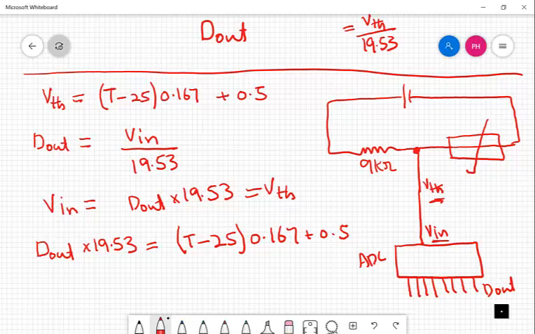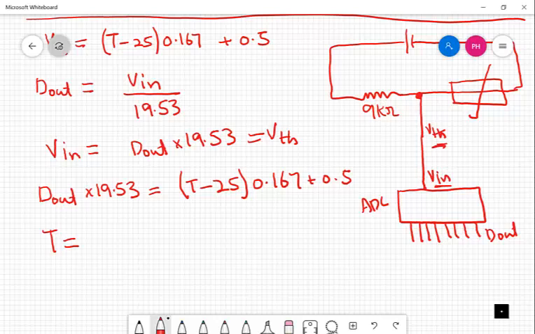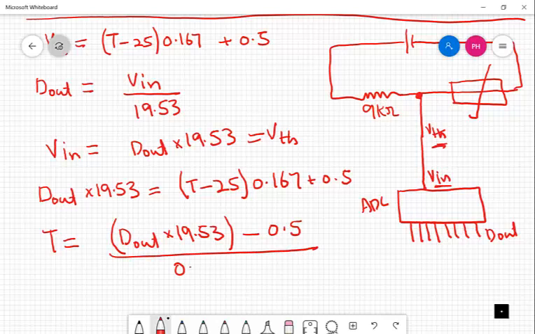Or rearranging this equation, we can say that temperature is equal to D out multiplied by 19.53, minus 0.5, divided by 0.167, plus 25.